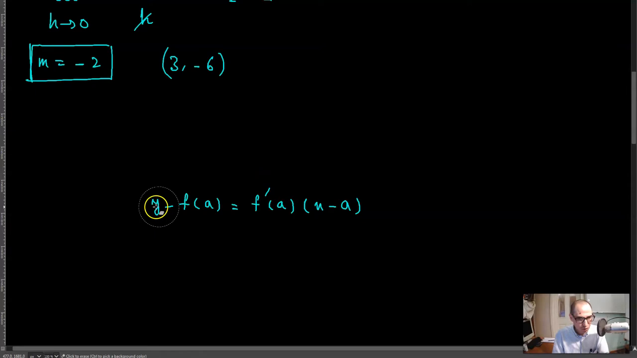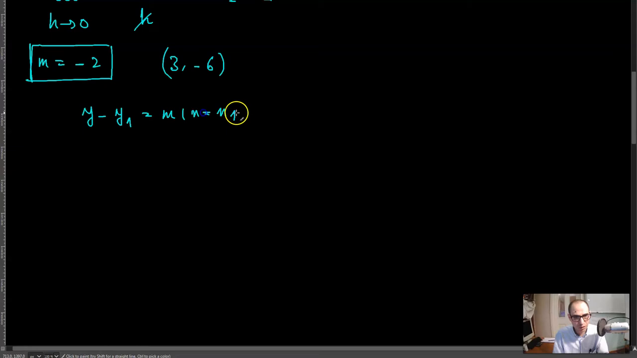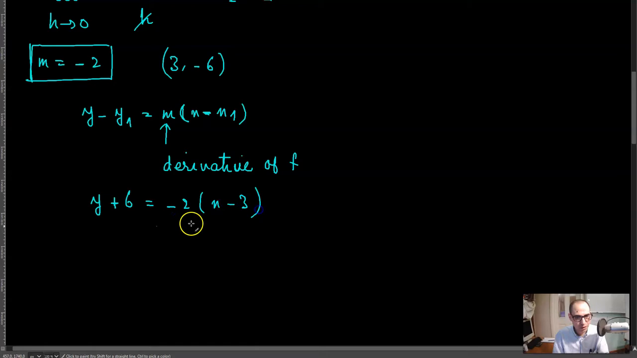But as long as you understand that essentially you want to write the equation of a straight line, and the equation of a straight line you can write as y minus y1 is equal to m times x minus x1, right? And I know that this m is the derivative of f, which is the slope of the line. And then this is y1, this is x1, so you can just substitute everything in this formula and solve the problem. So this y would be minus negative 6, which is plus 6, is equal to m, which is negative 2, times x minus 3, which gives us y plus 6 is equal to negative 2x plus 6, and that means that y is equal to negative 2x.